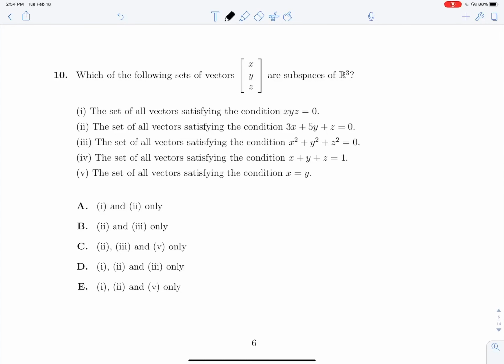Number 10, which of the following sets of vectors x, y, z are subspaces of R3? So we're going to be doing a lot of visualization. It might give you some flashbacks to Calc 3, and I'm sorry if I bring back some bad memories, but here we go. Okay, so we have the set of vectors satisfying the condition x, y, z equals 0.